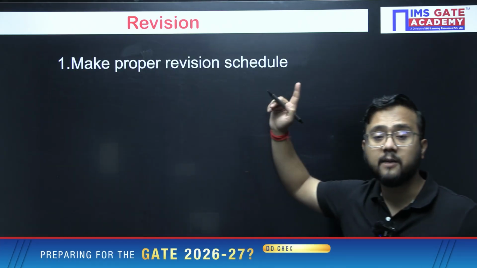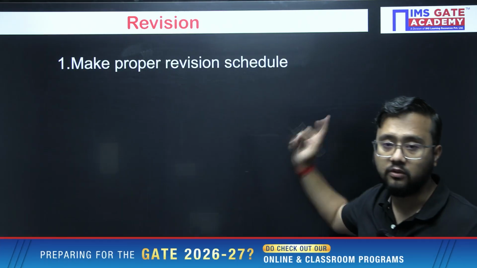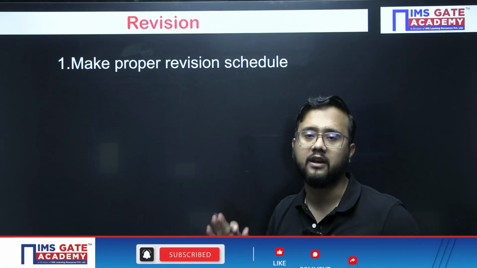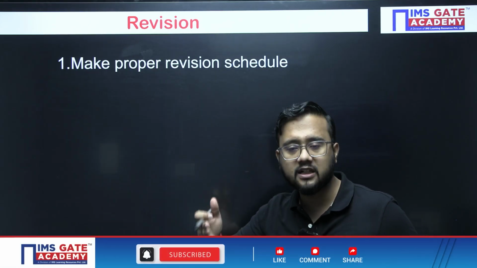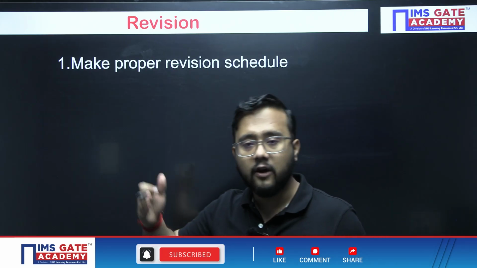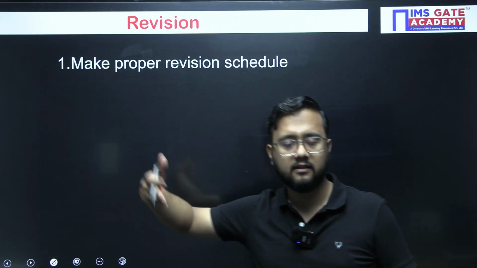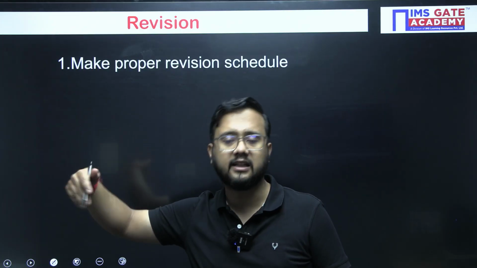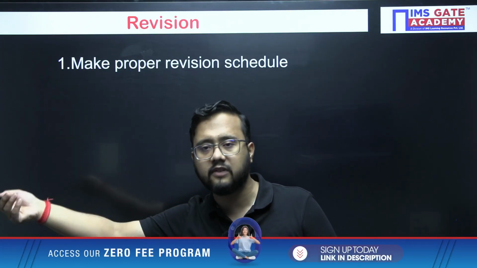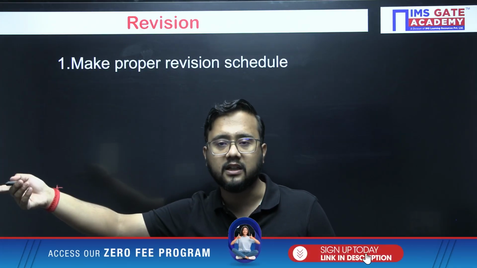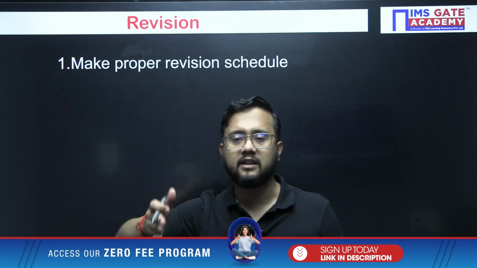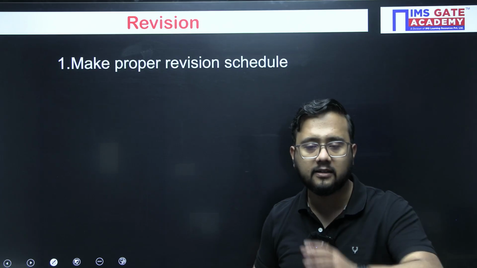First point, make a proper revision schedule. Without making a proper schedule of revision, revision will never happen automatically, right? When you have completed a subject in the classes, you have to plan the revisions. In the subsequent weeks, next week you will plan one revision. Then the second revision will be there, then the third revision will be there. So in the upcoming weeks and months, you need to plan the revision for the subject which is completed in the classes.